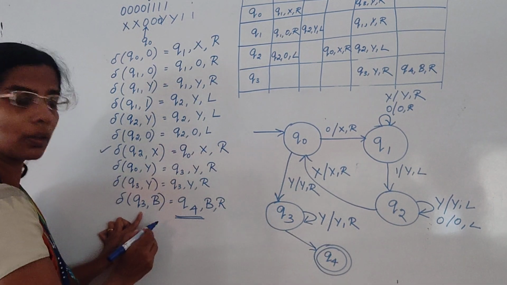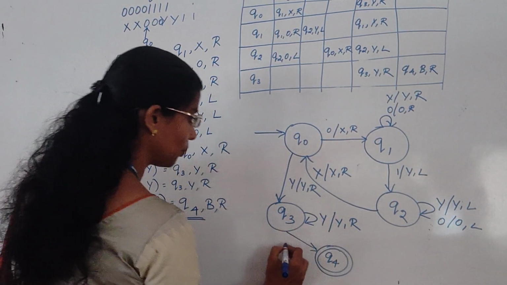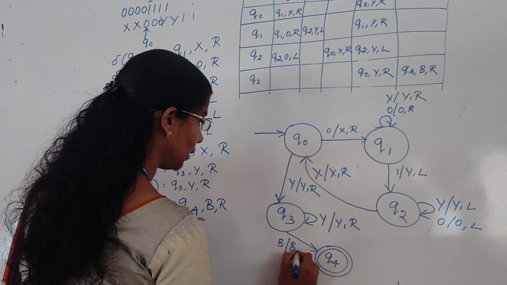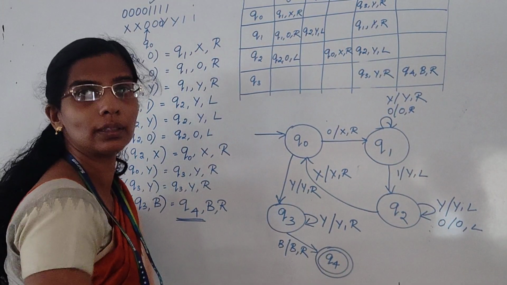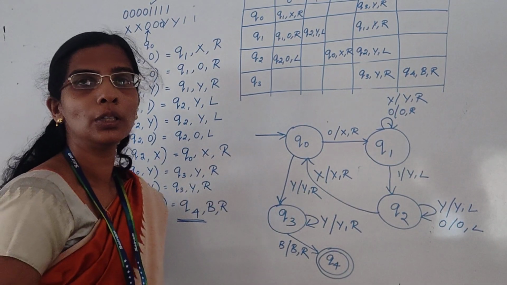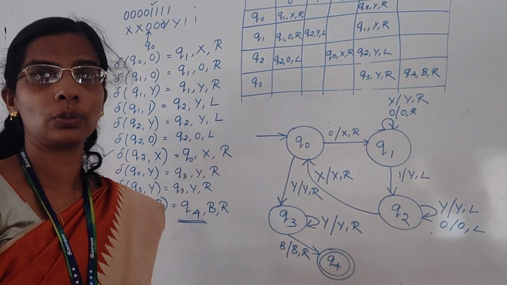Q3 to Q4, B slash BR. So this is the final state. This is the transition diagram of your Turing machine. Hope you understood it. Thank you.